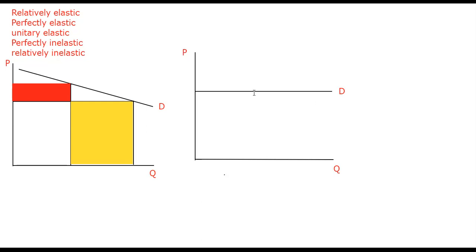So any attempt to change the price will cause quantity demand to fall to zero. So this is perfectly elastic. So I'll need to wrap this so that I can move on to unitary elastic. Unitary elastic.